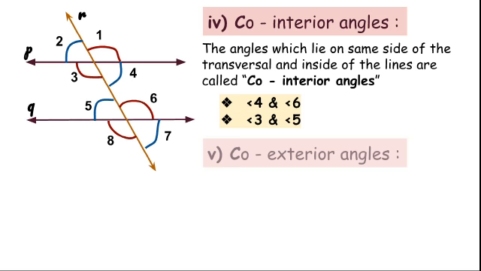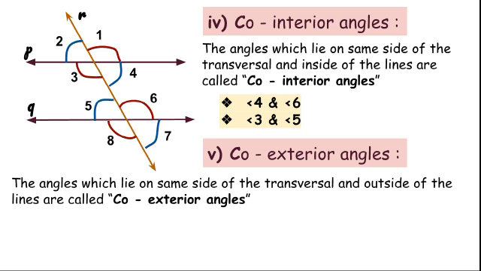Coming to the next one, co-exterior angles. The angles which lie on the same side of transversal and outside of the lines are called co-exterior angles. If we consider in the figure, angle 1 and angle 7 are on the right side of the figure and are on the exterior part, and angle 2 and angle 8 are outside of the two lines and also they are on the same side of transversal. So angle 1 and angle 7, angle 2 and angle 8 are called as co-exterior angles.